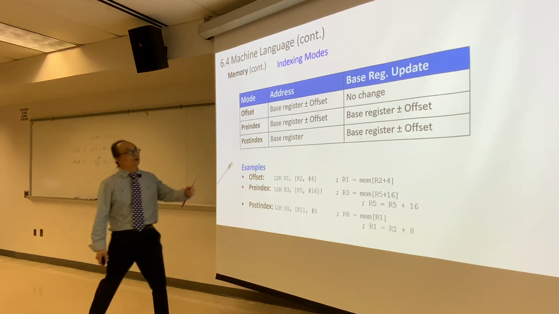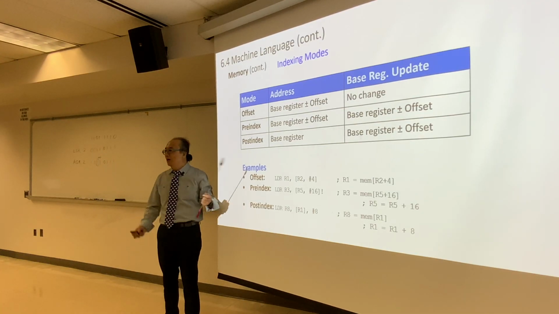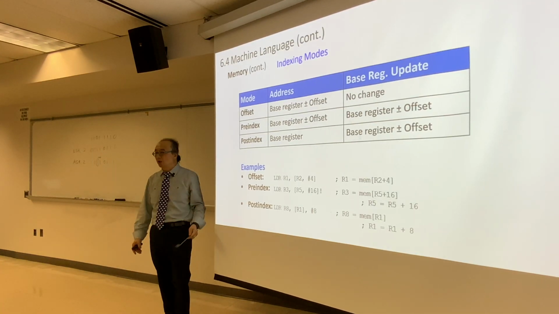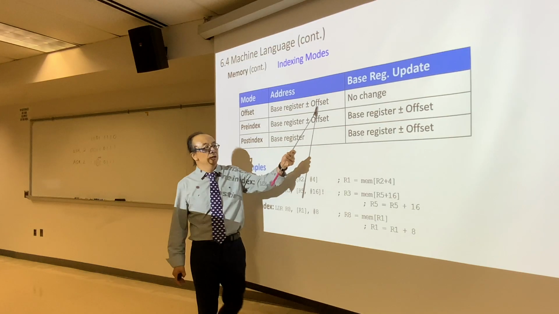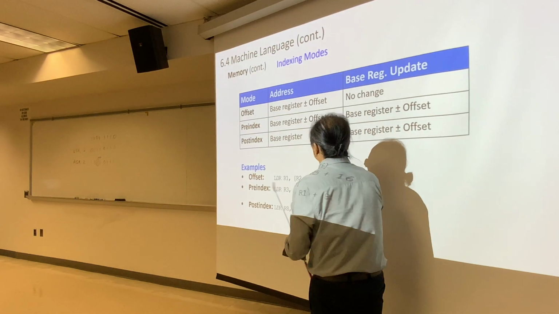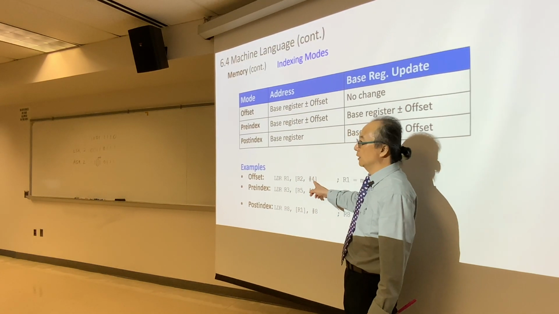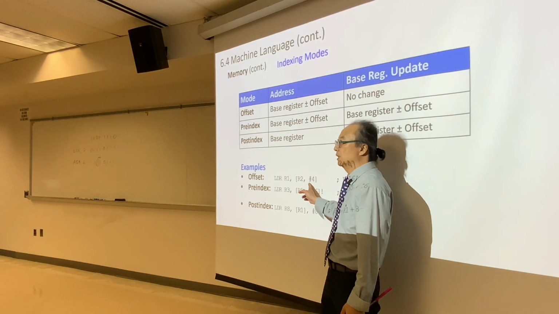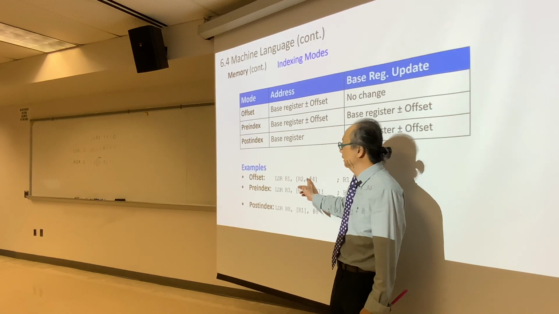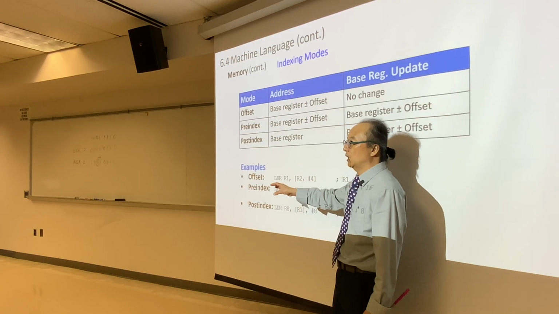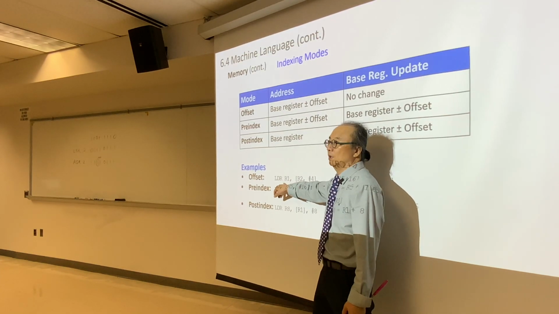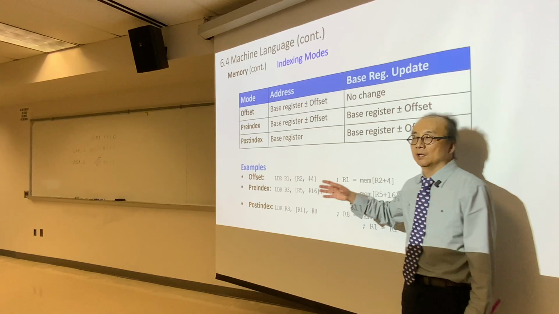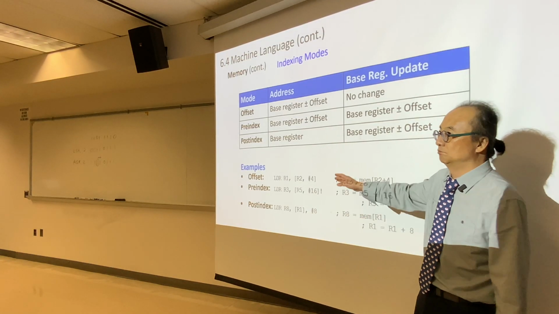There are 3 different modes to find the exact memory address. The first one is offset. That's the most typical one. If you have a number, it's an immediate number. So we need to add these 2. That's the location of the memory. Go there, grab the content of my memory, put it into R1. Very straightforward. And we've been talking about this many, many times.